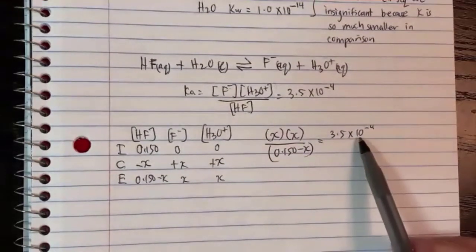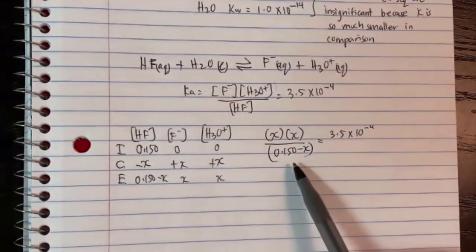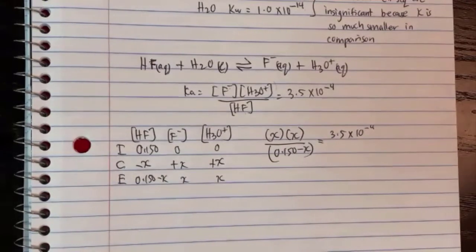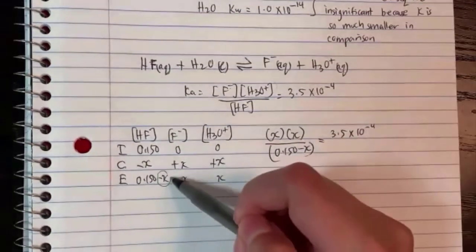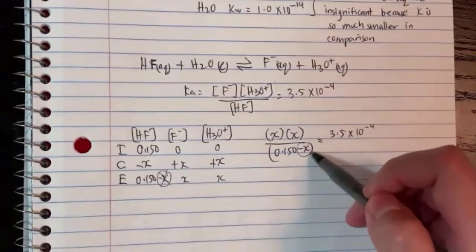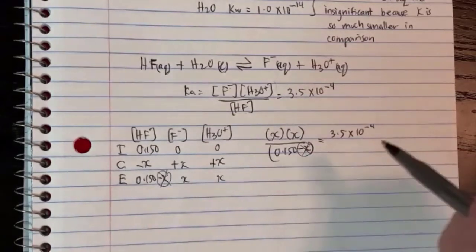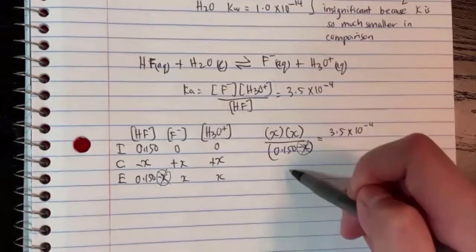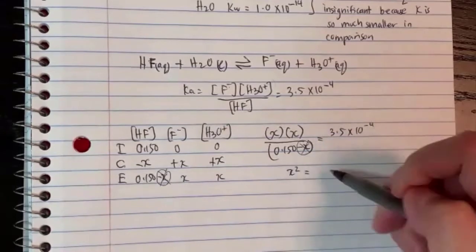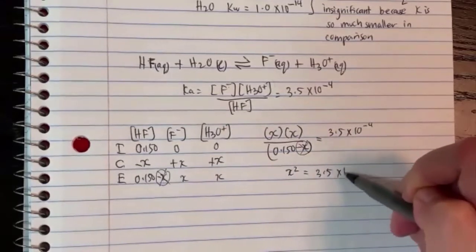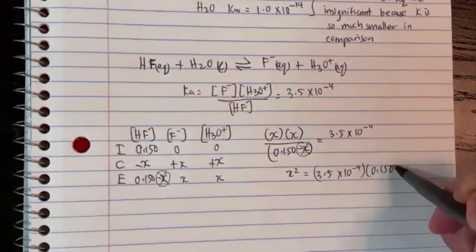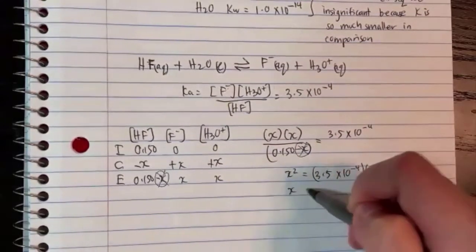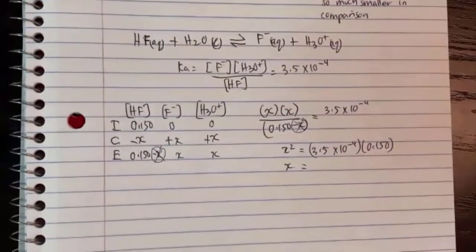Because it's 3.5 times 10 to the minus 4 and 0.1, we're kind of skirting the danger zone because it's close to 10,000, right? I'm just going to go ahead and do my shortcut and hope for the best. Hope it's less than 5%, okay? So we'll do x squared equals 3.5 times 10 to the minus 4 times 0.150, and then take the square root of that product.